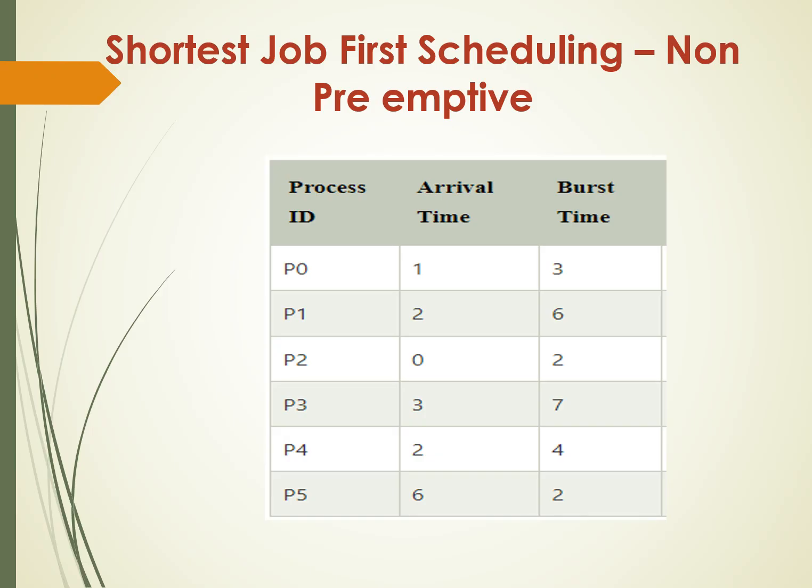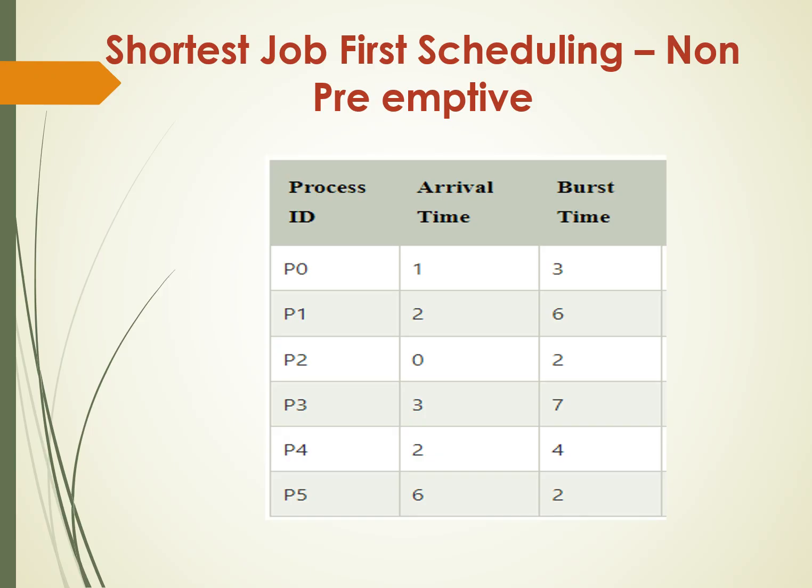In the 0th second P2 is arriving, in the first second P0 is arriving, in the second second P1 and P4 both are arriving at the same time. P3 arrives at 3, P5 arrives at the 6th second. You can go with seconds or milliseconds; it depends on the system unit. So here I have the different burst times.